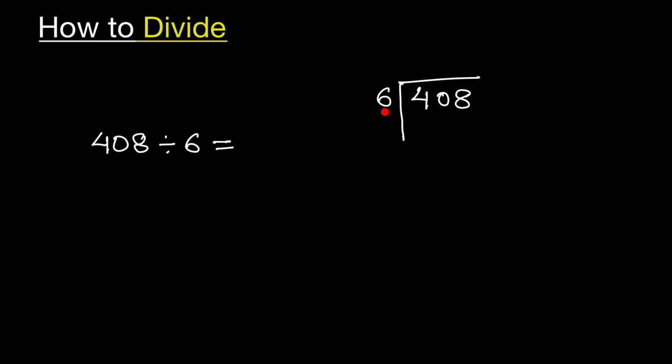4 is less than 6. That is why let's consider the number 40. We know that 6 times 6 is equal to 36. Subtract, we get 4. Now this 4 is less than 6. That is why we need to bring down this adjacent 8 here.